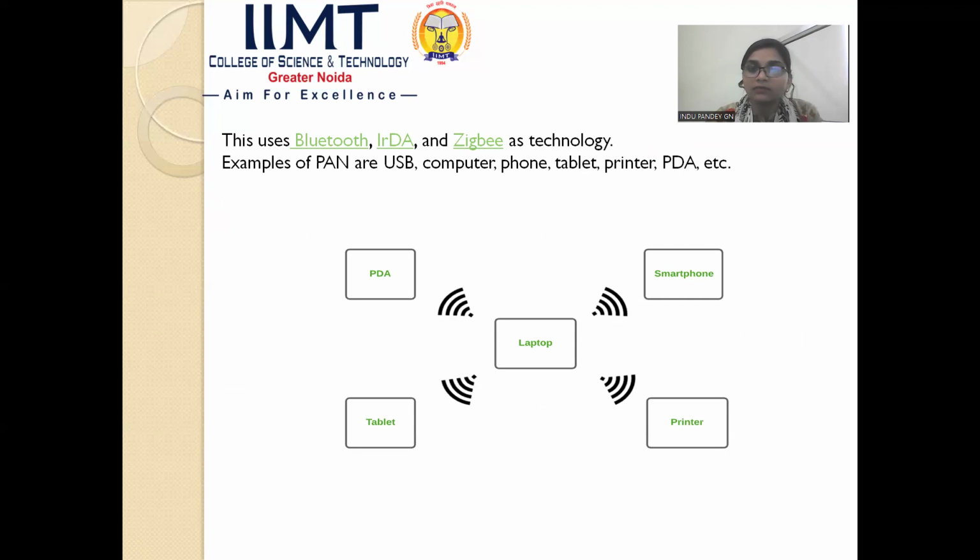Here in this diagram, we can see that there is a PAN established between the devices. A single network is connecting various devices like printer, smartphone, PDA, tablet, etc.